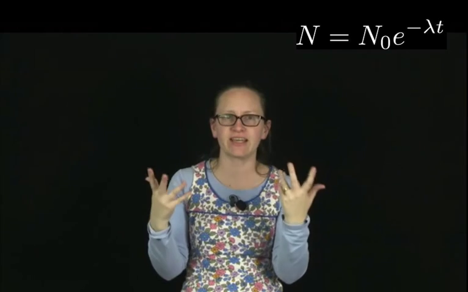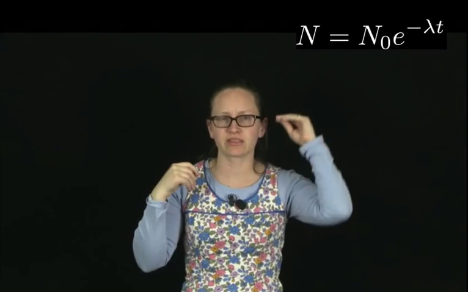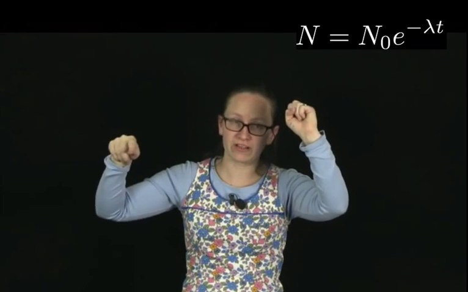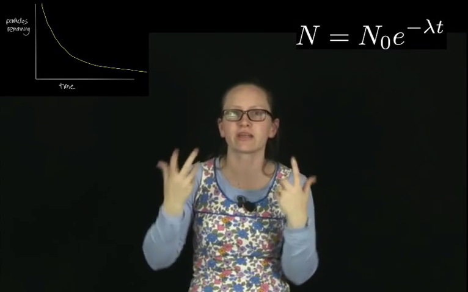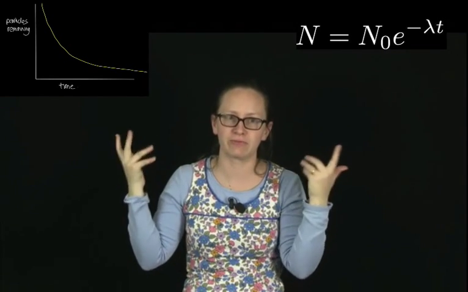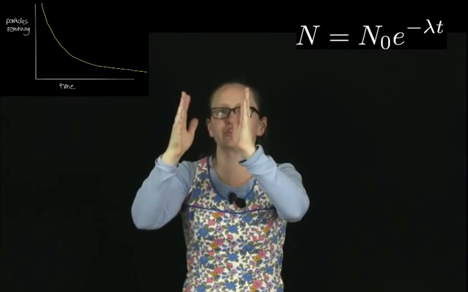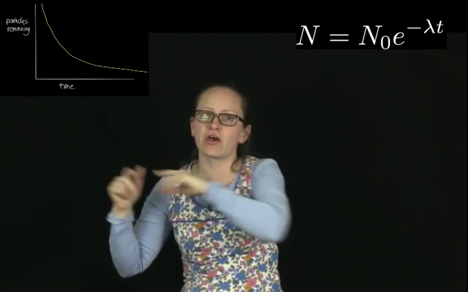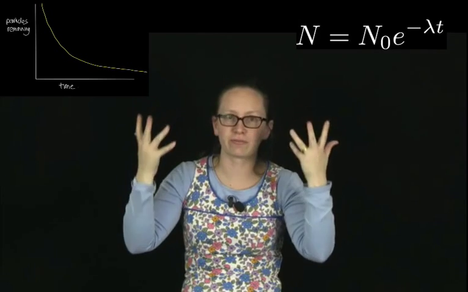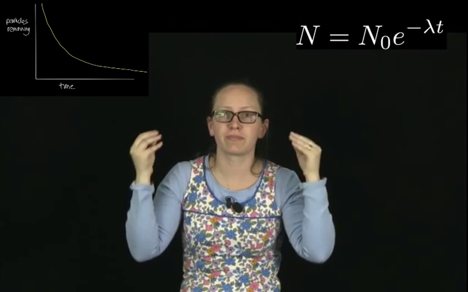So as we've just seen, we can actually write the number of remaining isotopes as a function of time as an exponential function. So we can draw a graph like this, showing the number of radioisotopes that remain with time. And after each half-life, the number of particles remaining has been reduced by a factor of 2.